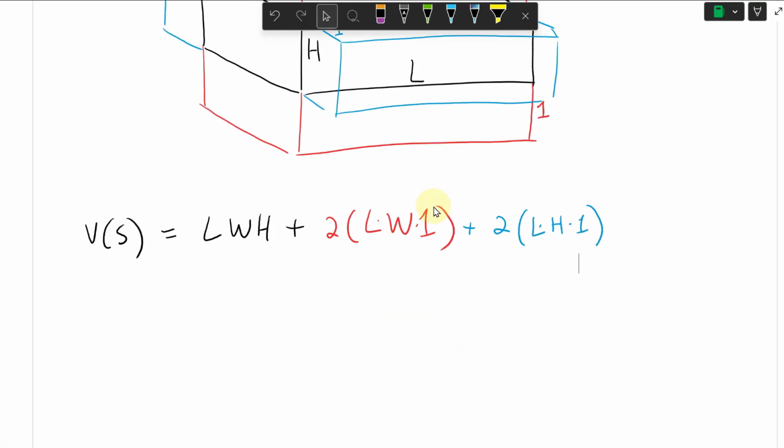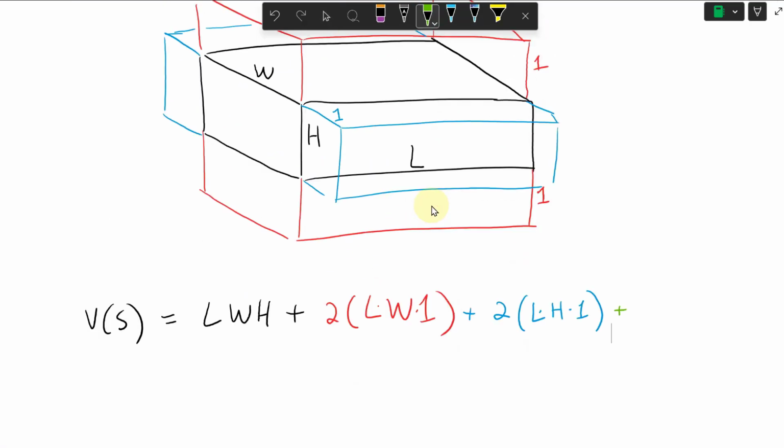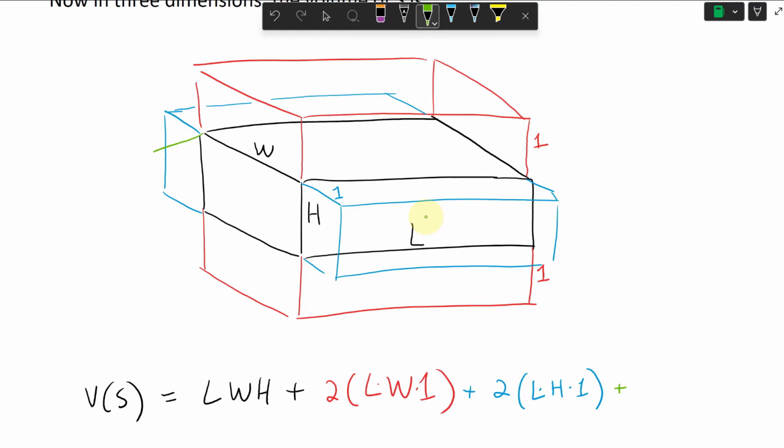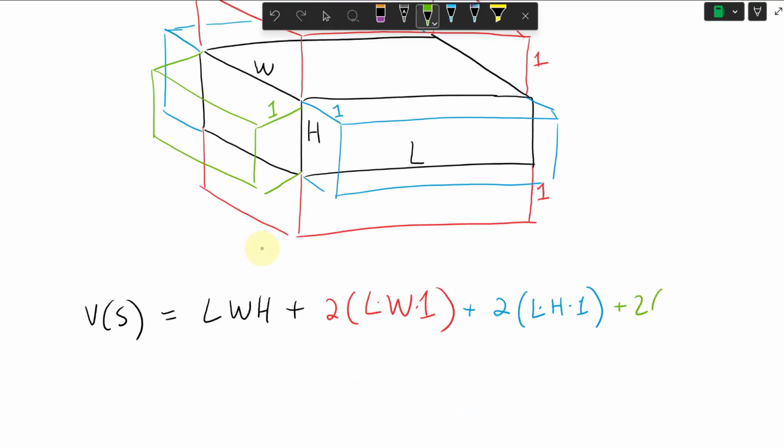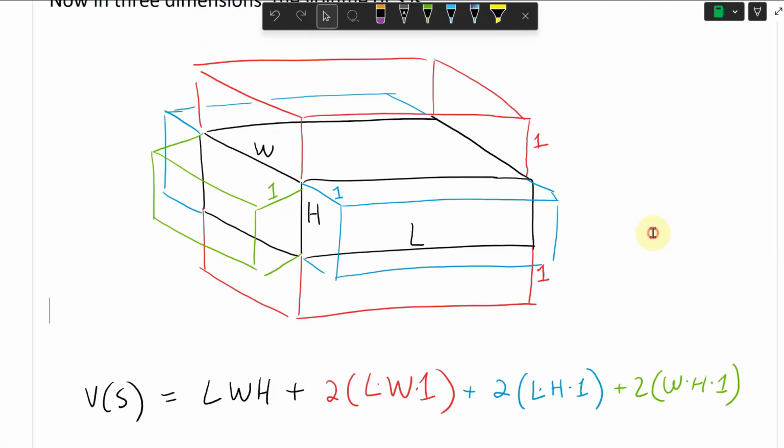Alright, so the next one I'm going to draw in green. Now it's going to be protruding out this way. So we have something like this. There's a section out like that, and this is protruding out by 1 there, and this one has width and height. So we're going to have 2 times width, height, and then times 1. And let's draw the other part as well. It's going to be out on this side, like that. Again, it's all convoluted, but you get the idea.